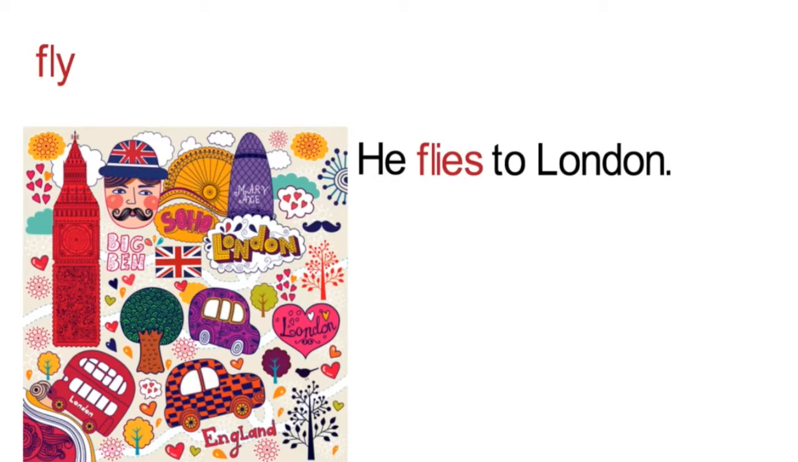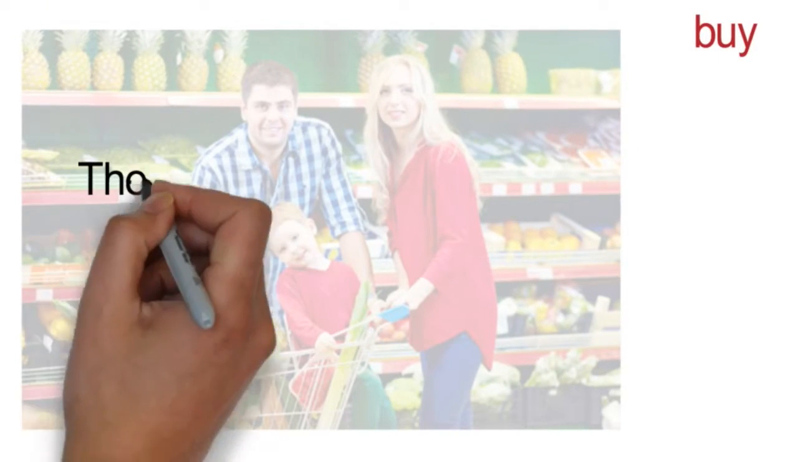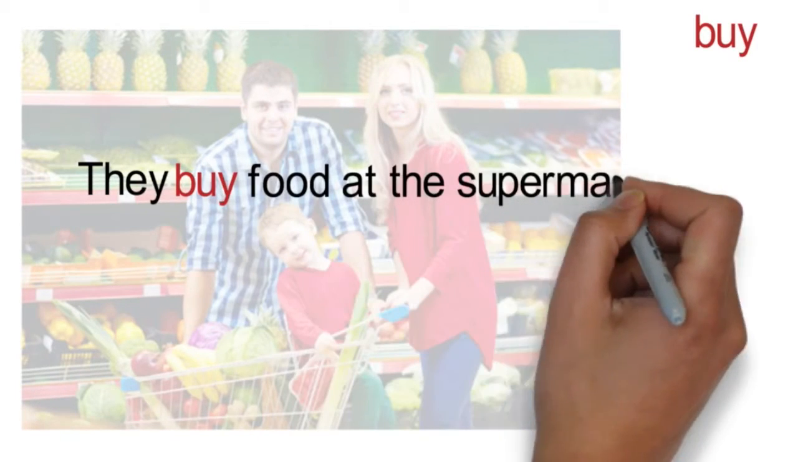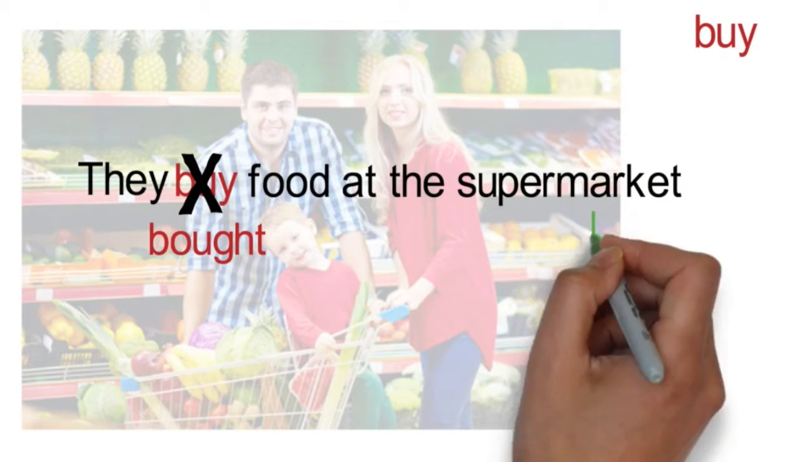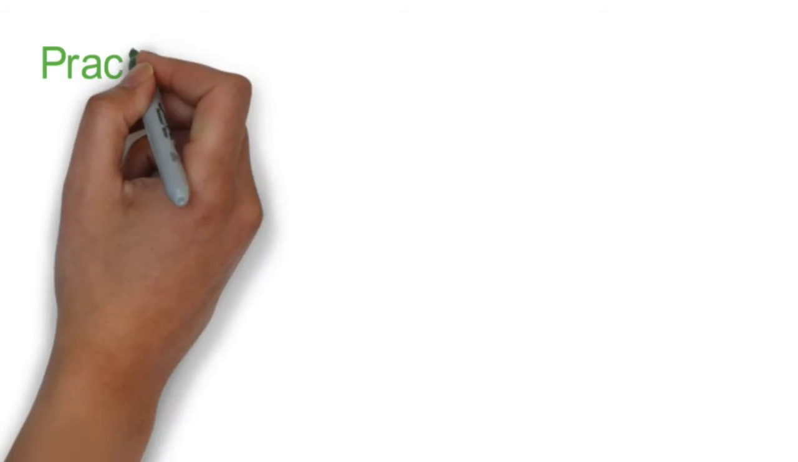It's the same with the verb fly. He flies to London. It doesn't become he flied. It becomes he flew to London. And also the verb buy. They buy food at the supermarket, but they bought food at the supermarket last week. Buy becomes bought. You can see that you're going to have to memorize these. Irregular verbs are very common in English, so you might already know some. Let's practice and see what you know.